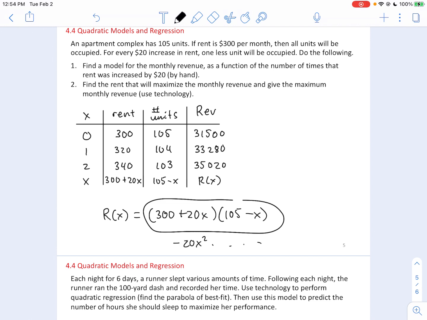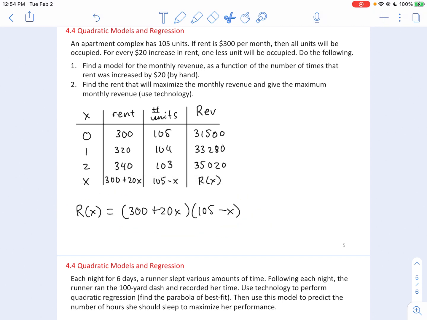This will be a quadratic function with a negative leading coefficient, so it'll be opening downwards, suggesting that we will have a maximum. But we've actually done part 1. Now we're going to do part 2 with technology. Find the rent that will maximize the monthly revenue and give the maximum monthly revenue.